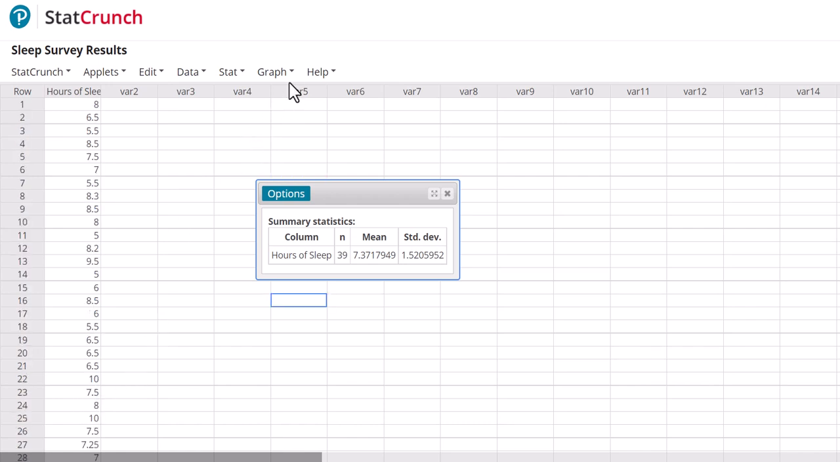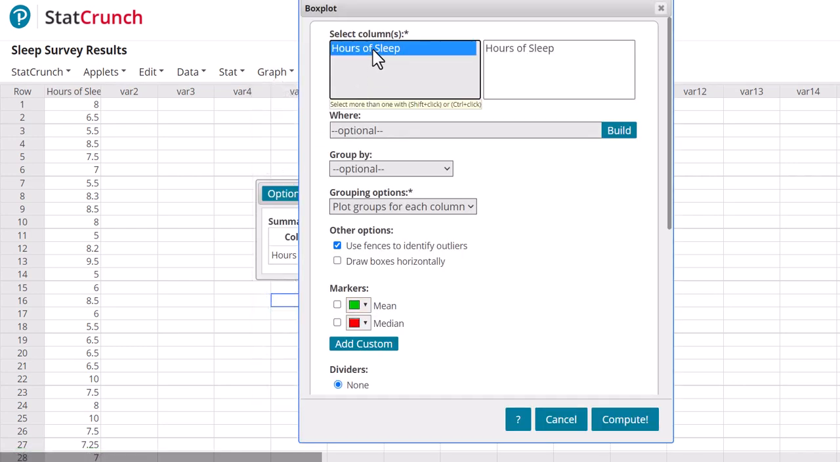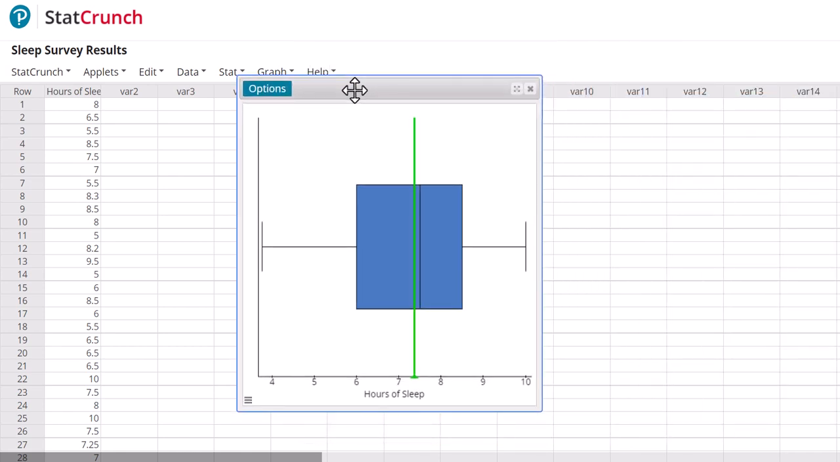A quick way to check is to graph a box plot and choose the column for hours of sleep. With box plots, make sure that you draw boxes horizontally. And then let's mark the mean just to see where it is and compute. So here's our box plot. Actually, 3.75 does not appear to be an outlier. If we had outliers, they would be on the outside of the fences. You would have a dot over here.